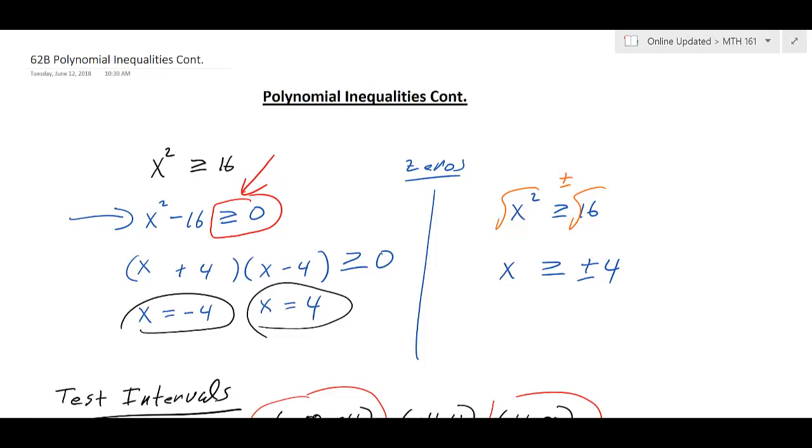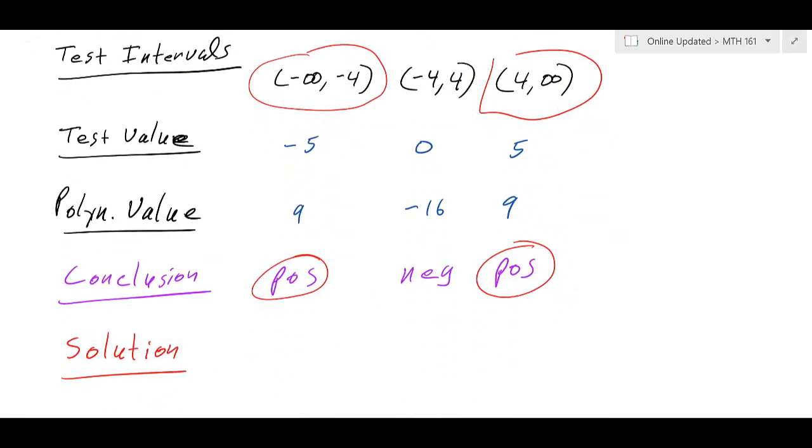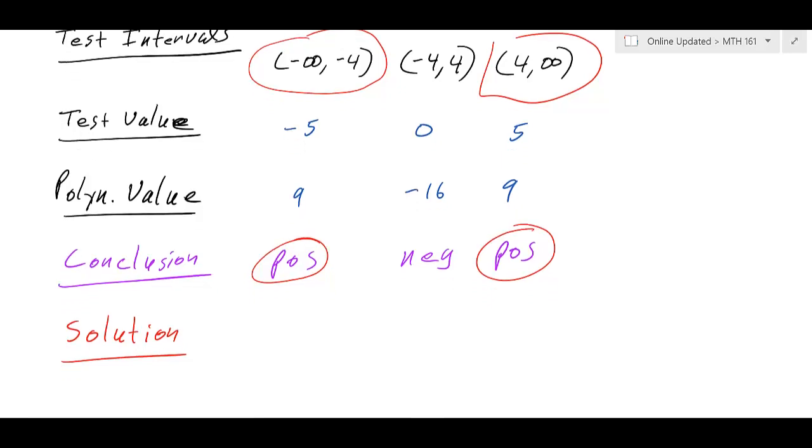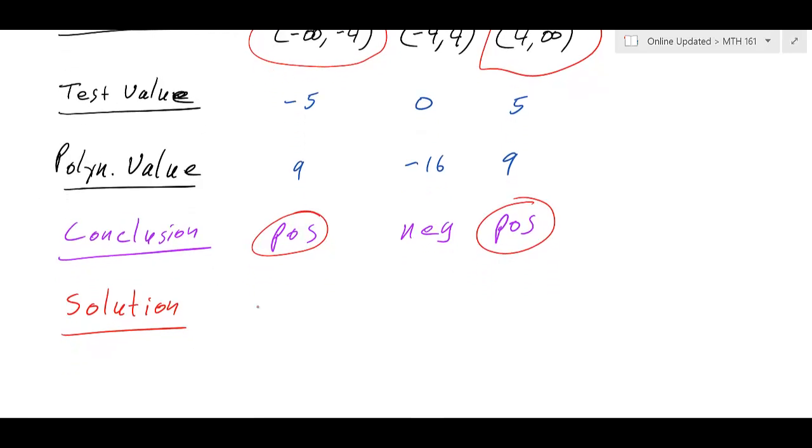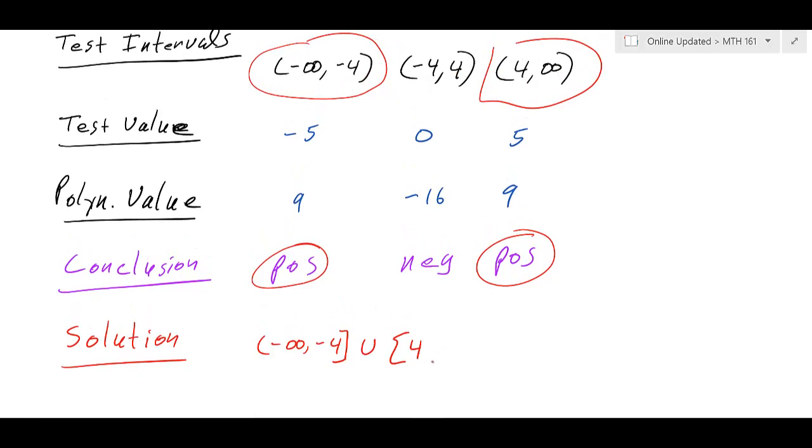Greater than or equal to. So that means we're actually going to include the endpoints. So we would write this as negative infinity, and we're going all the way up to negative 4, and because it can be equal to negative 4, we're going to use a bracket, and then we're going to join that with going from 4 to infinity. So this would be your answer in interval notation.